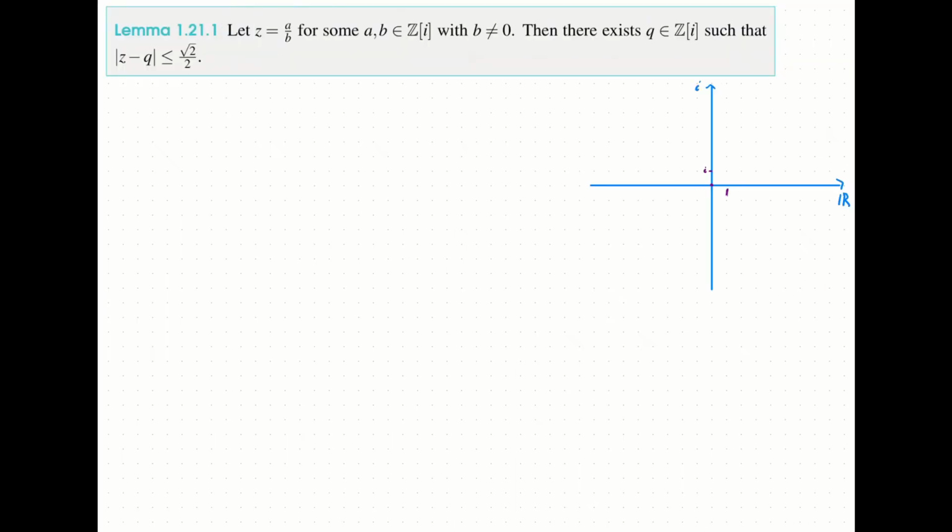So let's first start with proving a result that will lead us in the direction of proving the division theorem for the Gaussian integers. And that is the following. If we have two Gaussian integers, a and b, with b not equal to 0, and we consider the ratio a over b, and we're going to call that z, then we can find some Gaussian integer q in Z adjoin i such that the modulus of z minus q is at most root 2 over 2.